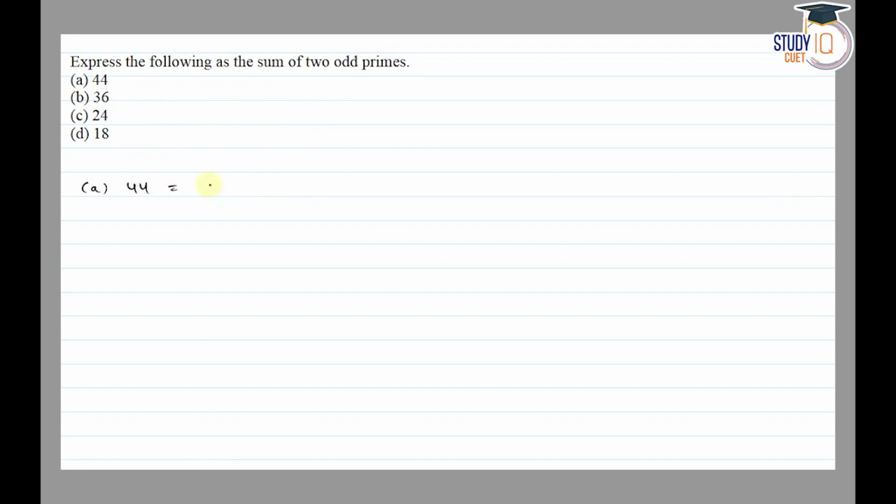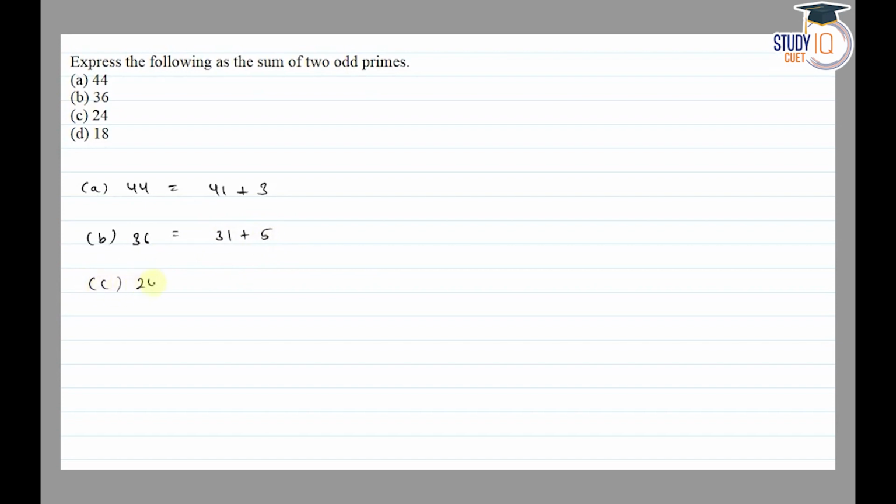So हो जाएगा ये 41 plus 3, and these both, 41 and 3, are prime numbers. B, 36 हो जाएगा हमारा 31 plus 5. 31 and 5 both are odd prime numbers and sum of these are 36.